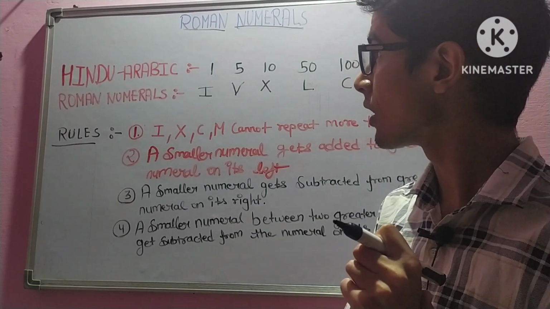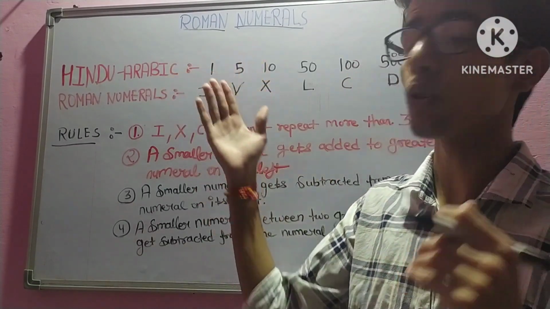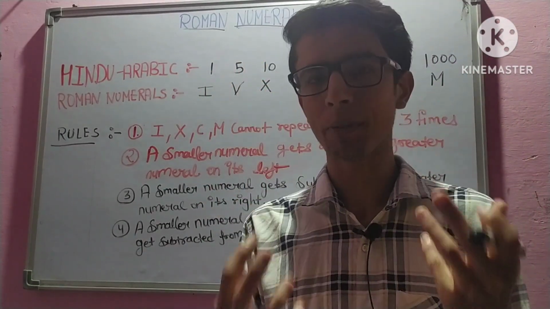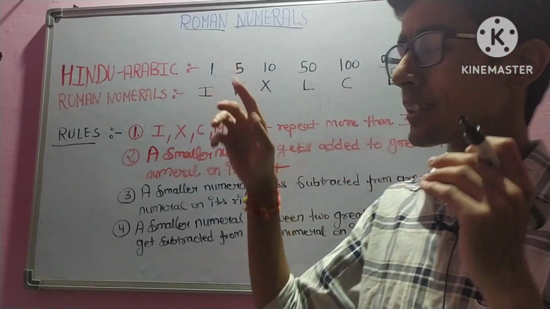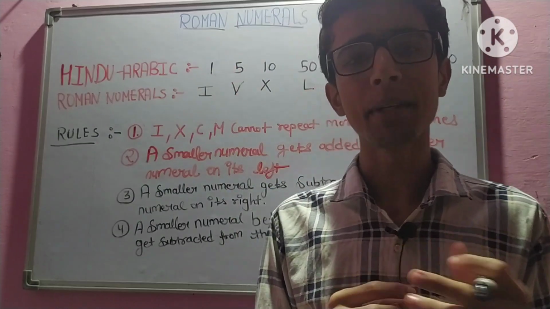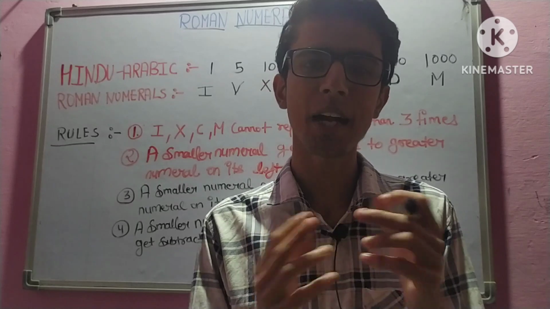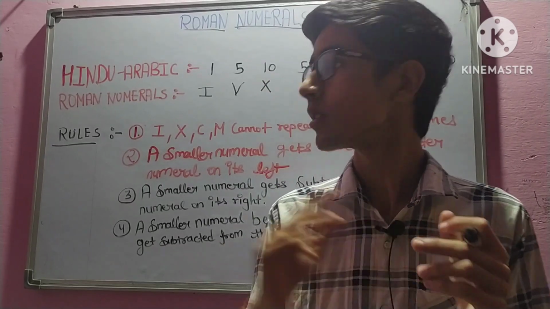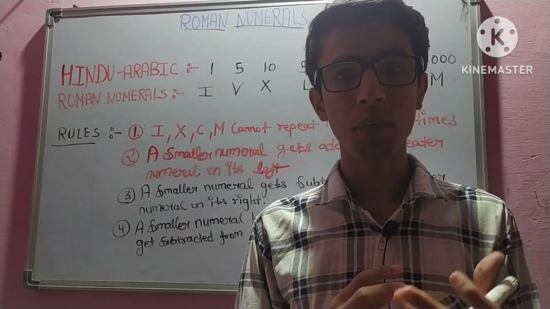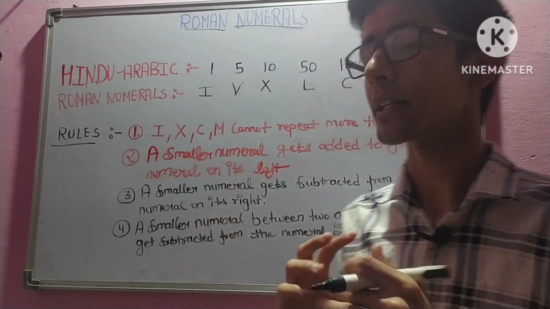So firstly we learn about how to change Hindu Arabic numbers into Roman numerals. So let's talk about the Hindu Arabic numbers. All natural whole numbers, these are the Hindu Arabic numbers. Let's say 1, 2, 3, 4, 5, these are the Hindu Arabic numbers.